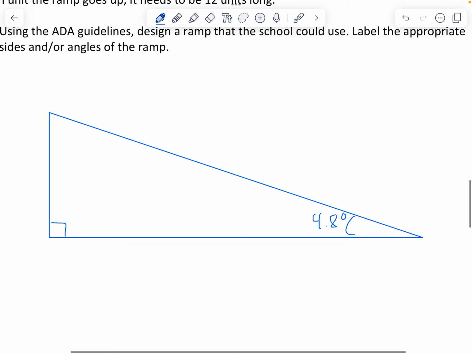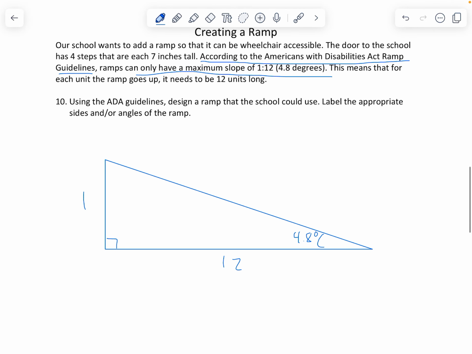And that corresponds to 1 over 12. 1 over 12, basically a proportion between those 2 sides, okay? So any ramp has to stay at this value or be underneath it, okay?